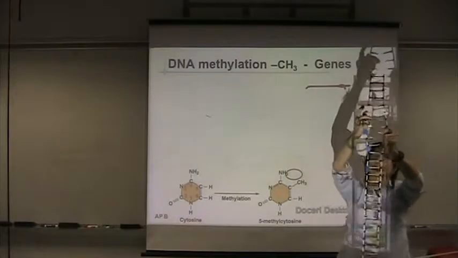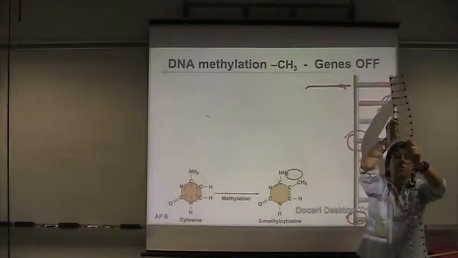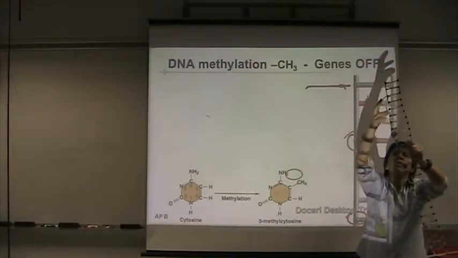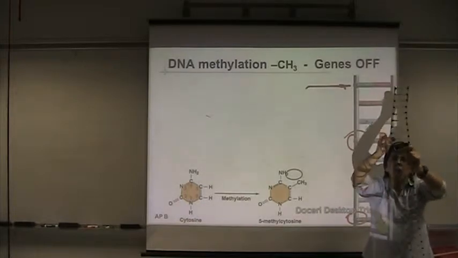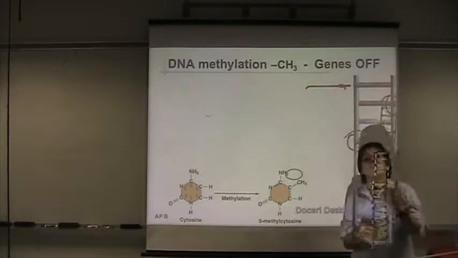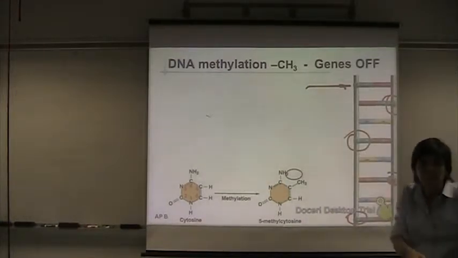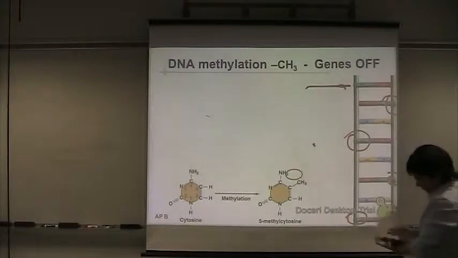Imagine putting some rocks in the tracks of the metro. It cannot move through. No trains can go through. So that's what this does. It basically blocks transcription, either by blocking the attachment of transcription factors or by blocking the movement of RNA polymerase through the DNA.